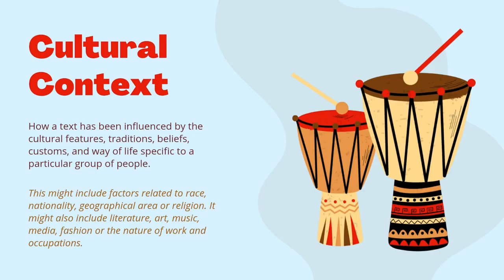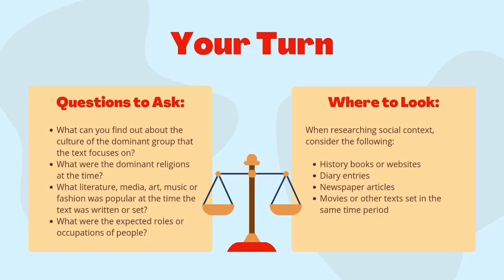Now let's look at cultural context. How a text has been influenced by the cultural features, traditions, beliefs, customs, and way of life specific to a particular group of people. This might include factors related to race, nationality, geographical area, or religion. It might also include literature, art, music, media, fashion, or the nature of work and occupations. Bunch of questions to be asked about cultural context.